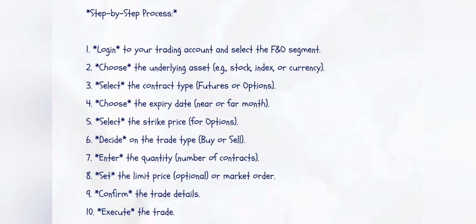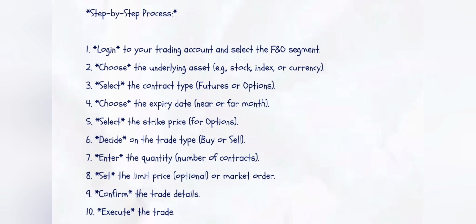6. Decide on the trade type, buy or sell. 7. Enter the quantity, number of contracts. 8. Set the limit price (optional), or market order. 9. Confirm the trade details. 10. Execute the trade.